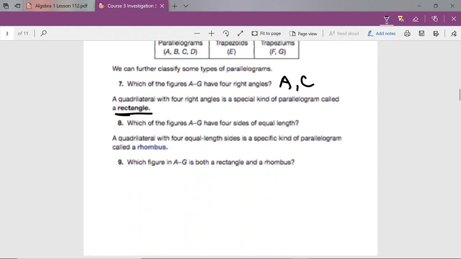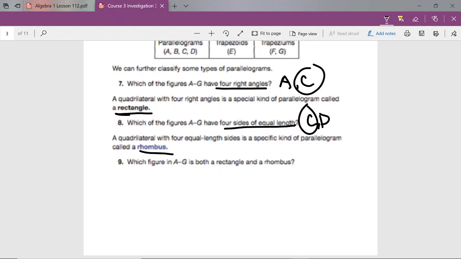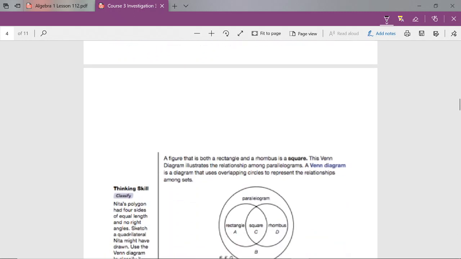So C and D are what we figured out. We can name this a rhombus, 4 equal length sides in a parallelogram. So specifically it's a parallelogram, and then if it has all 4 sides being the same, we would consider that a rhombus. So which figure in A through G is both a rectangle and a rhombus? So which one has both 4 right angles and 4 sides of equal length? Well, C is the same. So we would say that it's both a rectangle and a rhombus. That is C. All squares are both rectangles and rhombuses.